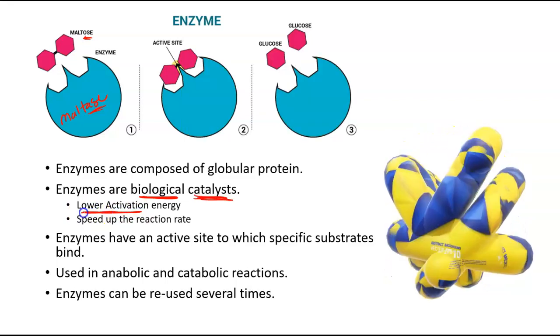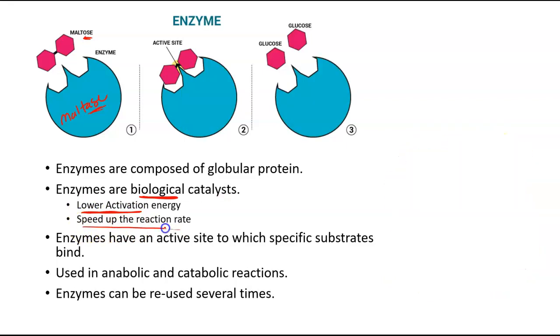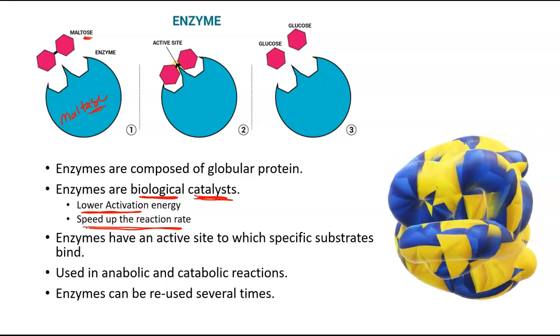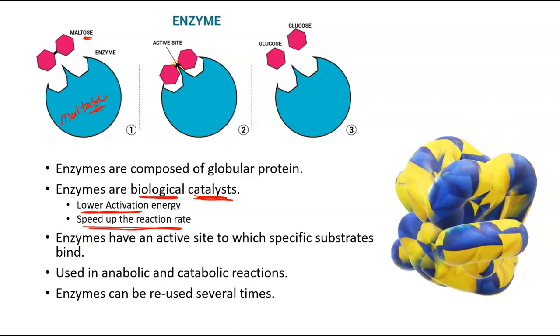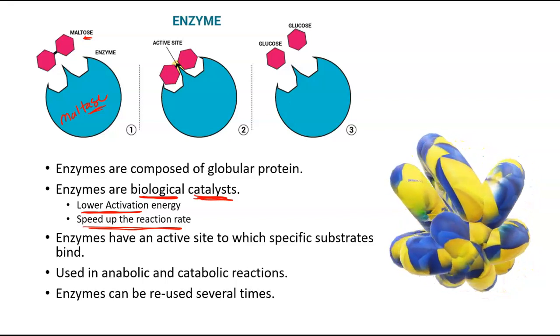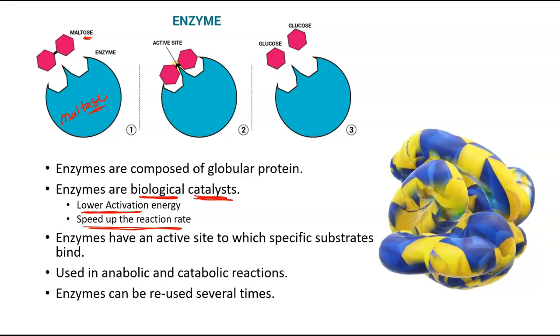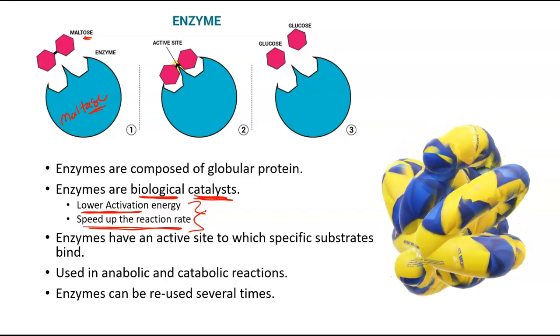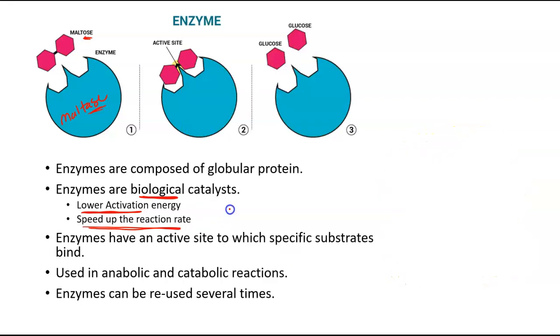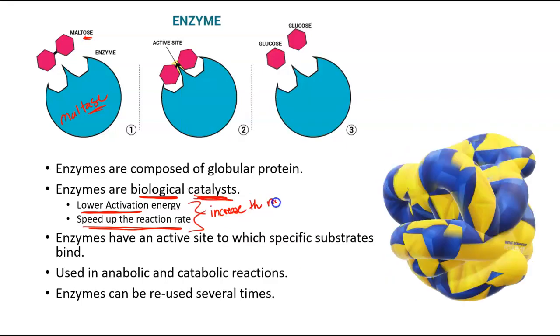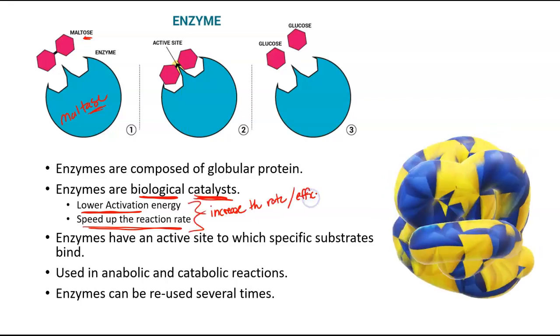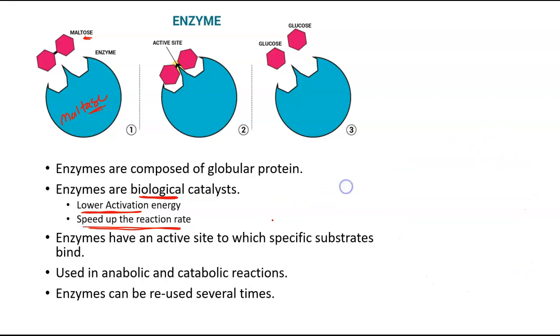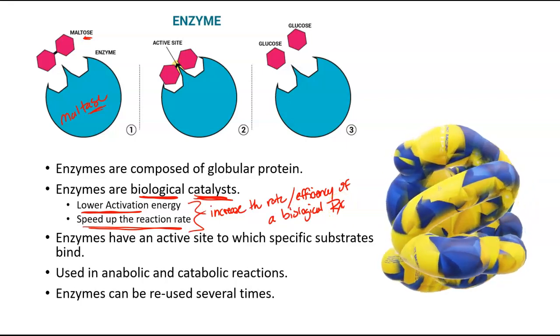The way that it does that is it lowers activation energy and it increases the rate of reaction. I'm going to show you a graph in future slides that's going to kind of highlight this, but for now, know that catalysts lower activation energy and speed up a chemical reaction. And so by these two things, they are actually able to increase the rate or efficiency of a biological reaction. Okay? Increase the rate and efficiency of a biological reaction.